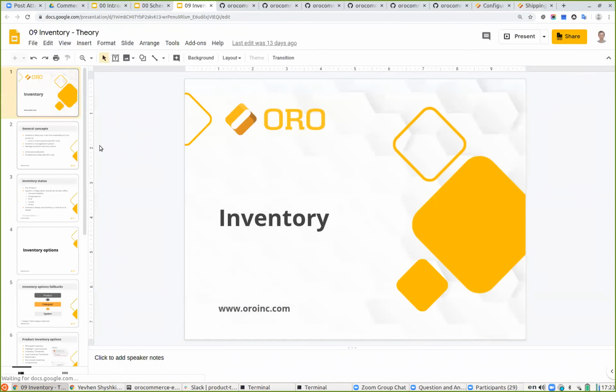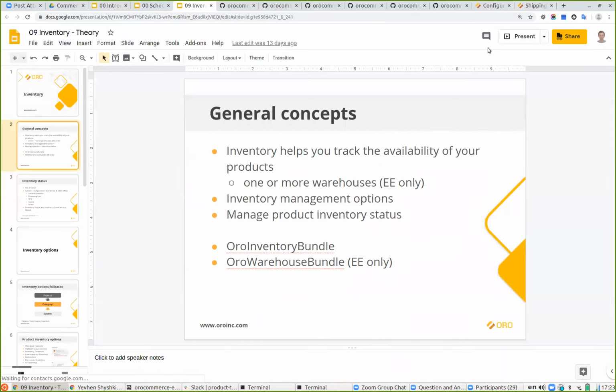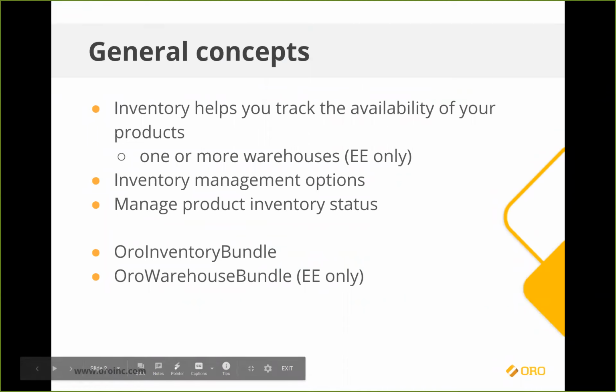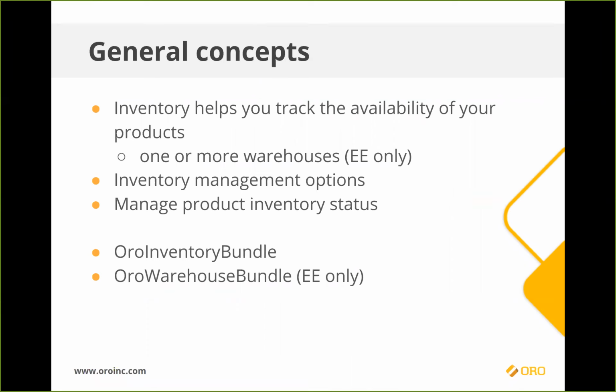So what is inventory? Inventory is something which you have to handle. Basically, inventory is just the items at your warehouse or items at your stock, or just items you have in real life, and it helps you to track the availability of your products. In OroCommerce, we may have multiple warehouses in the enterprise version of the application, or one warehouse in the community version of the application. We have multiple inventory management options. We're going to see them one by one.